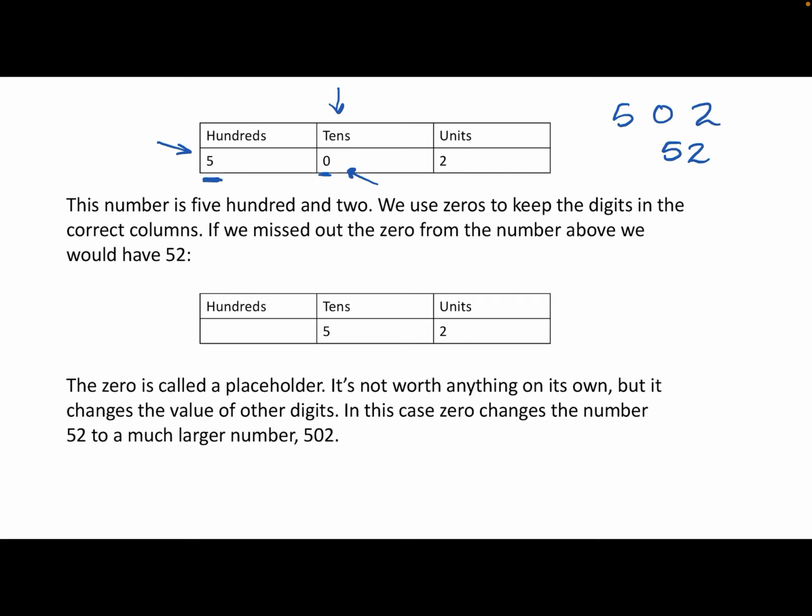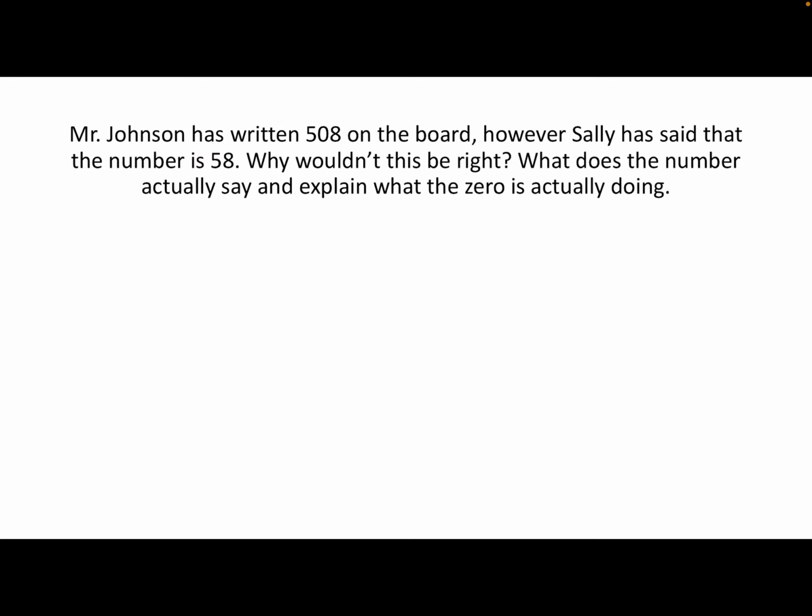We use zeros to keep the digits in the correct column. We can call it a placeholder because when we think about our place value, it is holding the place value. If we didn't have it, we'd have 52, as we've said. It's really important.